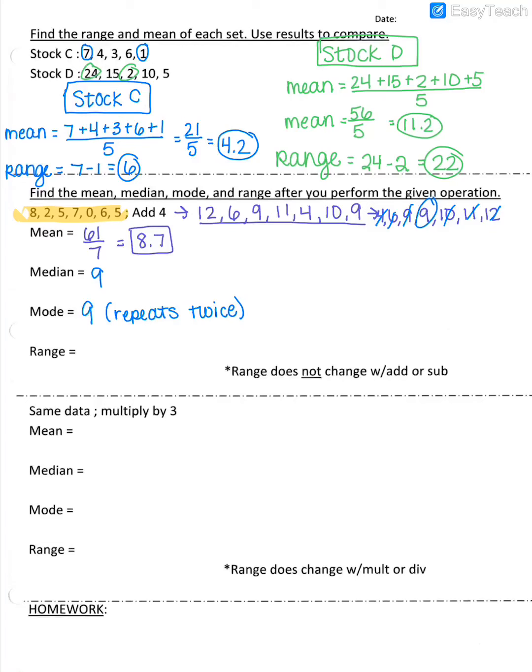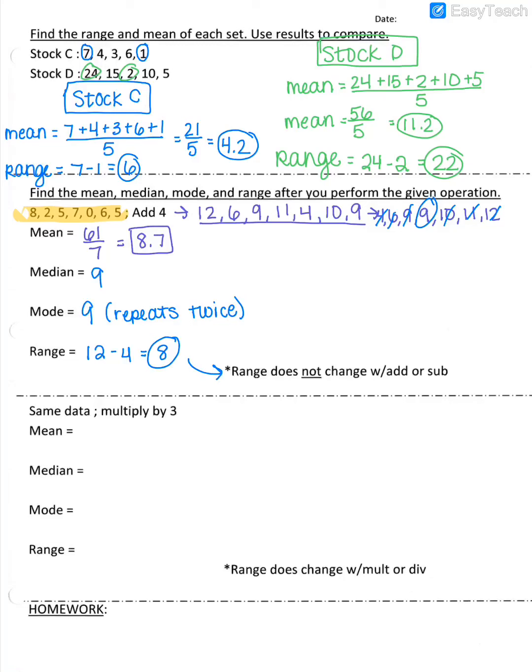Okay, and then we're going to find our range. So our range, again, is subtracting the smallest number from the biggest number. Our biggest number here is 12, and our smallest is, or sorry, 4. Just looking at the wrong set of data. So 12 and 4. So when we subtract 12 minus 4, we do get 8.